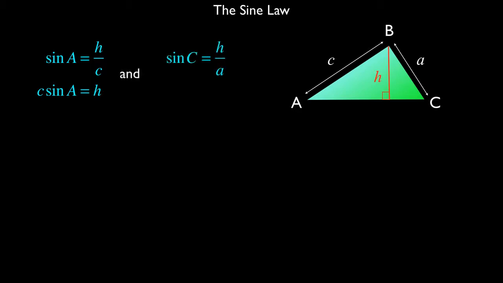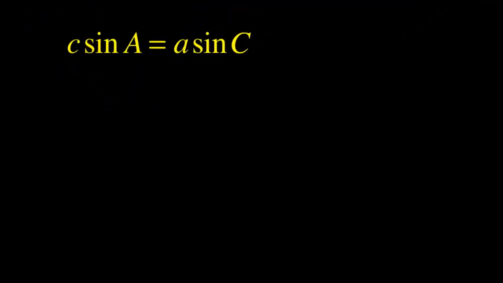Similarly, I will take the trig ratio sine C and write it as h over a. That too can be rearranged to be a sine C equals h. Now we have two expressions both equaling h: c sine A equals h, a sine C equals h. Recognizing that both the left sides equal h, we can equate them and say that c sine A equals a sine C. And what we see here is a really nice symmetry between the left side and the right side. I'm going to make a slight modification to that symmetry by dividing both sides by a times c.